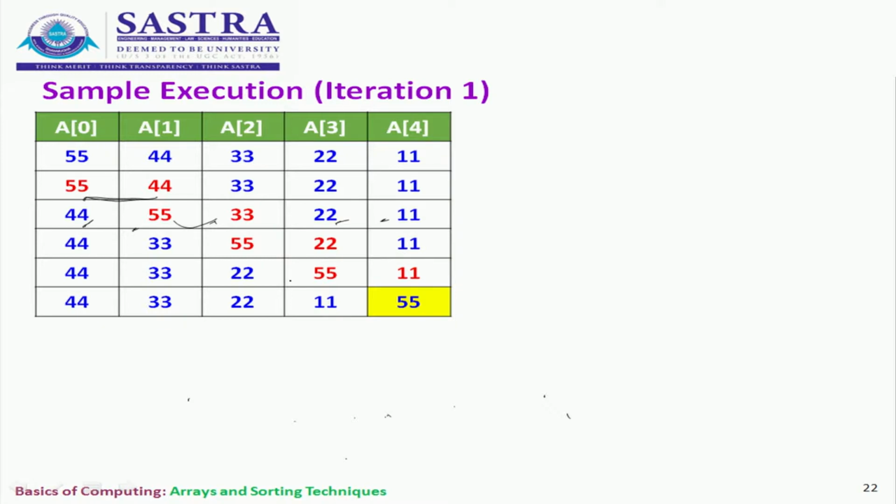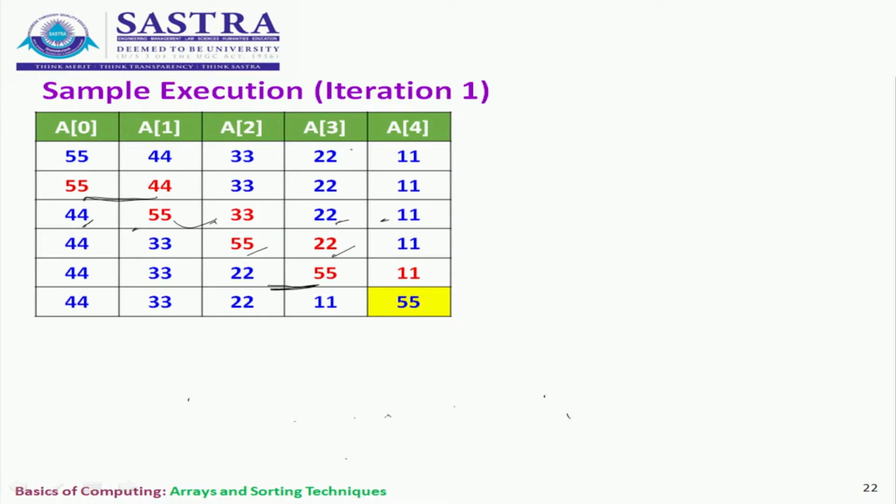Next, A of 2 and A of 3 must be compared. This time also the greater element should be in the second position, so we have to swap it. Once it is swapped, we will have 22 and 55.